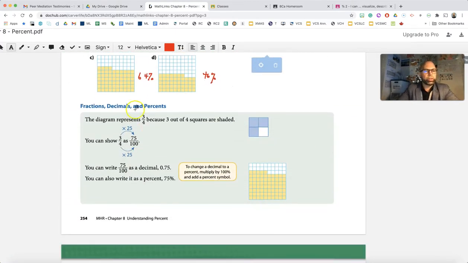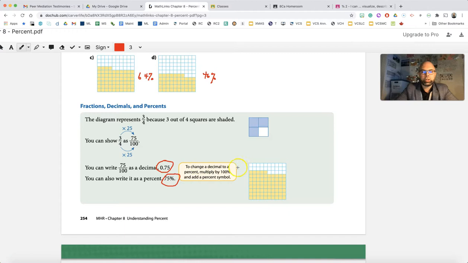Okay, fractions, decimals, and percents. The diagram represents 3/4 because 3 out of 4 squares are shaded. You can show 3/4 as 75 over 100. That draws on what we learned in our last unit on proportions. Equivalent fractions, going back to the first unit. You can write 75 over 100 as a decimal, 0.75, and once we see this decimal, that also reminds us that 0.75 is the same as 75%.